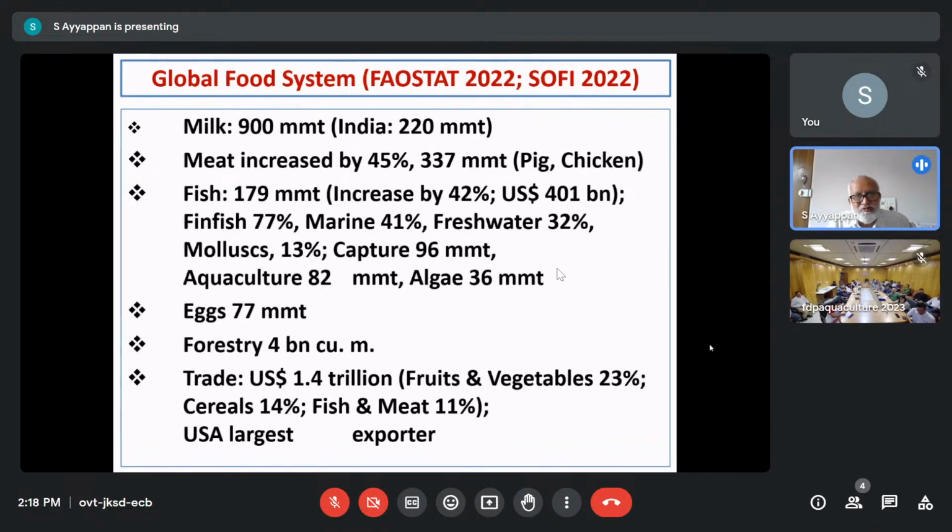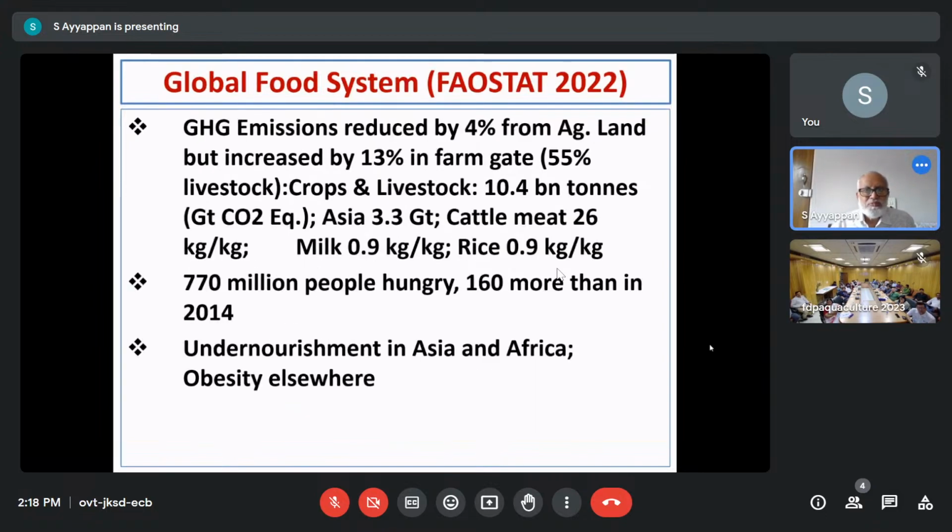Now, when it comes to milk or meat or fish, for example, we'll be discussing in more detail. These are a few figures of how we are dealing in the global food basket. At the same time, I just mentioned the carbon emissions: greenhouse gas emissions were reduced by 4% from agricultural land, but in farming, particularly, some kind of increase is there. The whole point is that when we are producing food, it's not just aquaculture or just the food production system. We need to be worried about several other things.